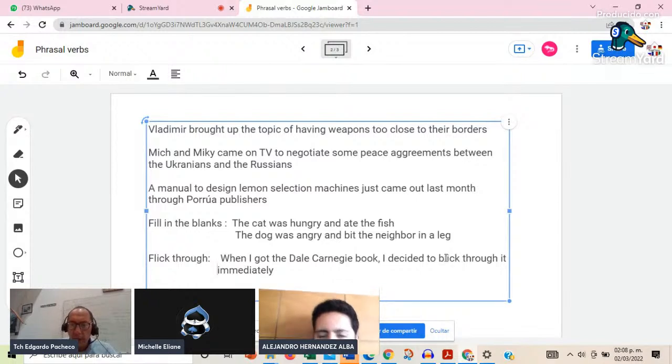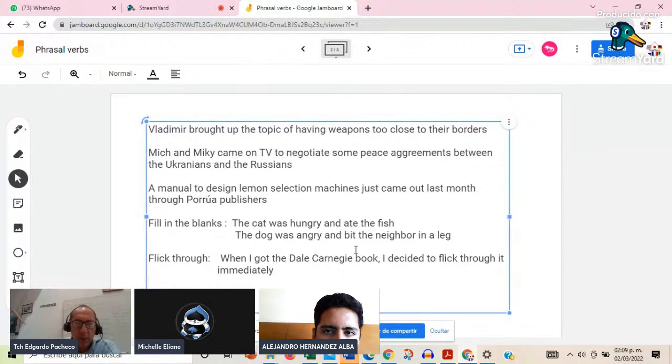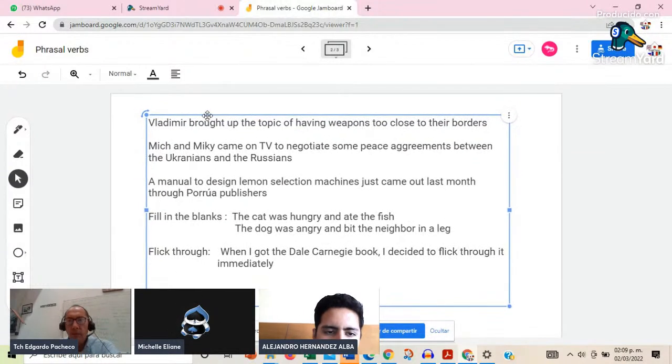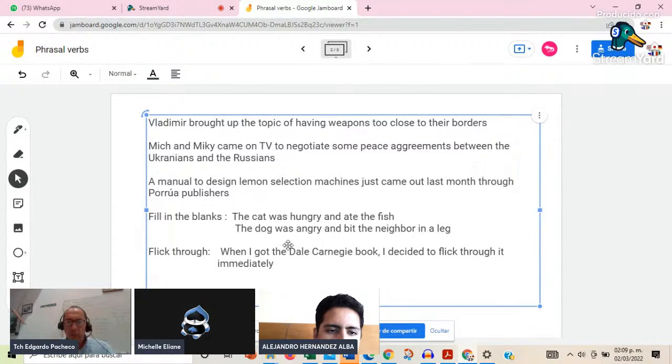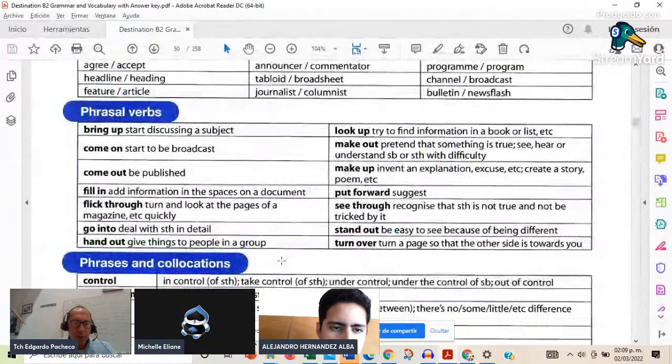Flick through is to check the book like this, flicking through. Oh, interesting. You do this quickly. Oh, okay, nice. Ojear. Yeah, exactly. That's what it is, right? Flick through. You check the book quickly. Then you have other ones.